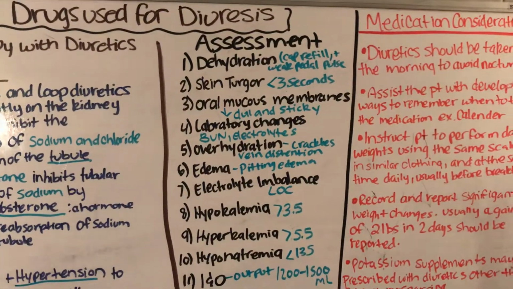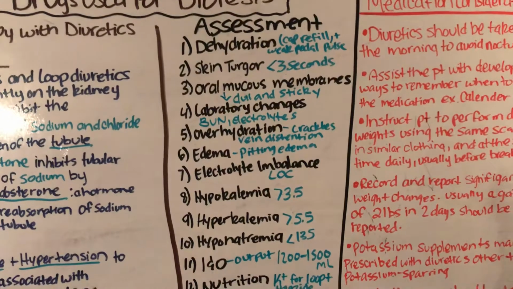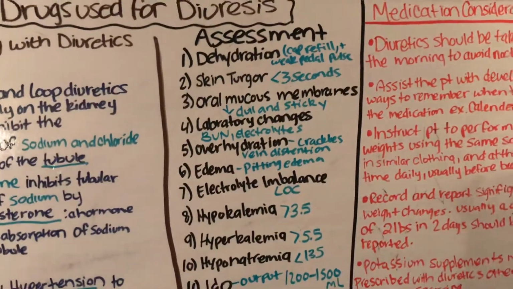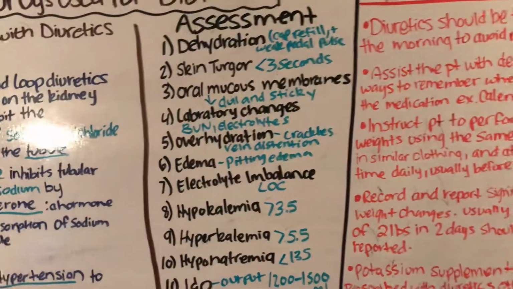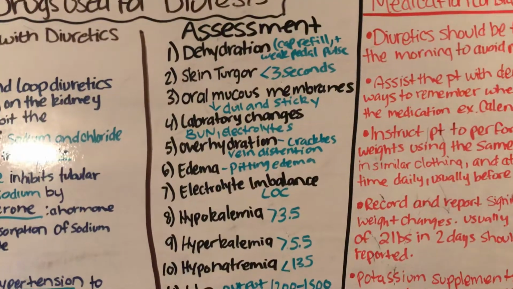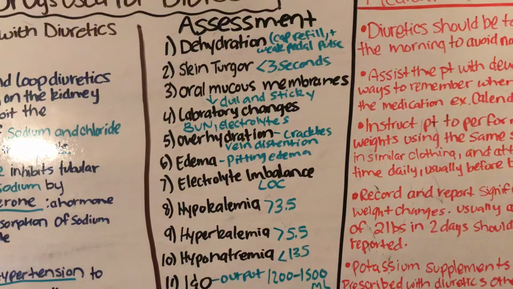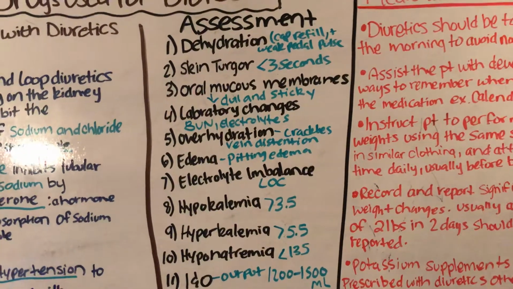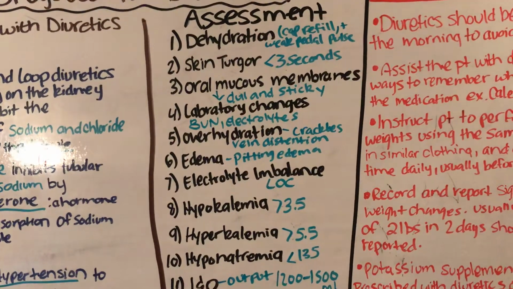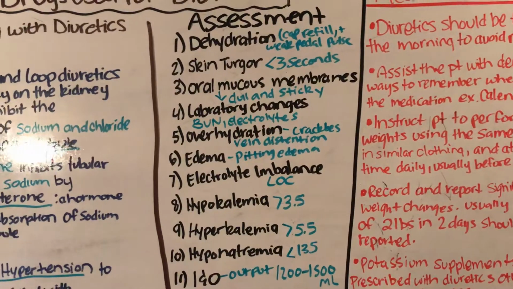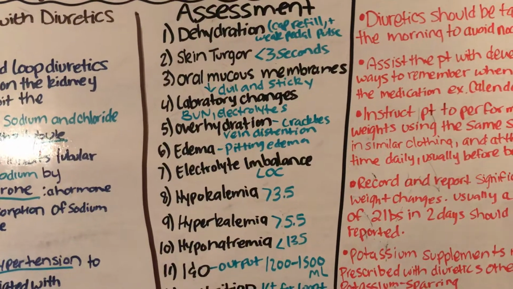for dehydration, such as your capillary refill, and if they have a weak pedal pulse. You're checking for skin turgor. It should be less than 3 seconds. Oral mucous membranes, if they are dehydrated, they're going to appear dull and sticky. Laboratory changes such as the BUN and electrolytes.